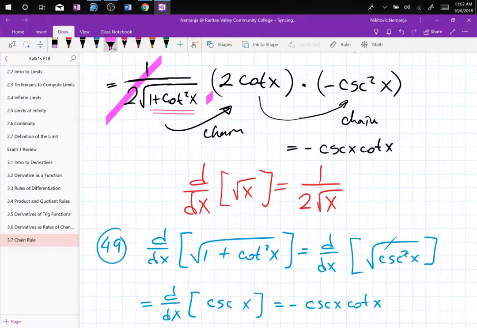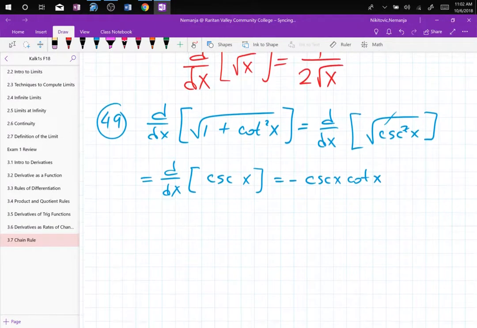This cancels the 2. Under the root, you have cosecant squared. The square and the root cancel, so it becomes cosecant. Cosecant kills the cosecant here, and all you're left with is negative cosecant cotangent, which is what we need. Wow, right? Awesome.